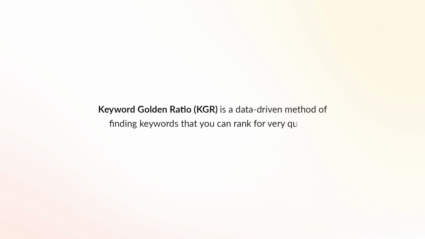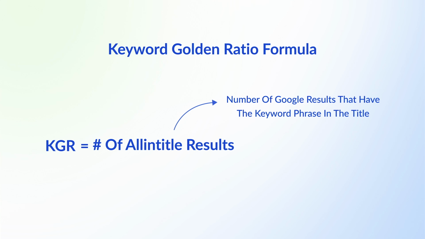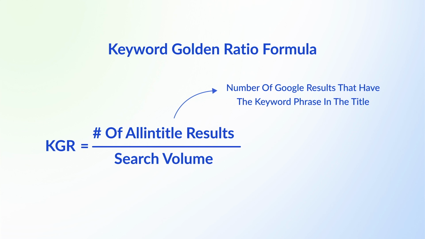In this lesson, we're going to cover the keyword golden ratio. Let's start by defining what it is. The keyword golden ratio, KGR, was created by Doug Cunnington and is a data-driven method to find keywords that you can rank for very quickly. The reason for this is that these keywords are underserved on the web, meaning not many websites are targeting them. The KGR formula is the number of Google results that have the keyword phrase in the title divided by the monthly search volume, where the search volume is less than 250.